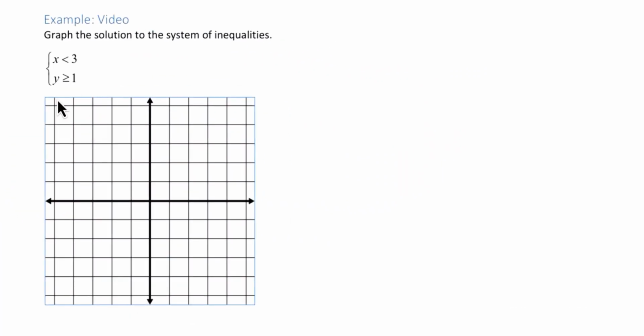In our next example, we want to look at x is less than 3. We'll start by changing that to an equation. X equals 3 is just a vertical line, but notice it's got to be dotted. So we have a dotted vertical line. And choosing a test value, we don't really need to choose a test value here. We can just look at the inequality. We've got to be less than 3. So we're going to shade to the left of the red line.